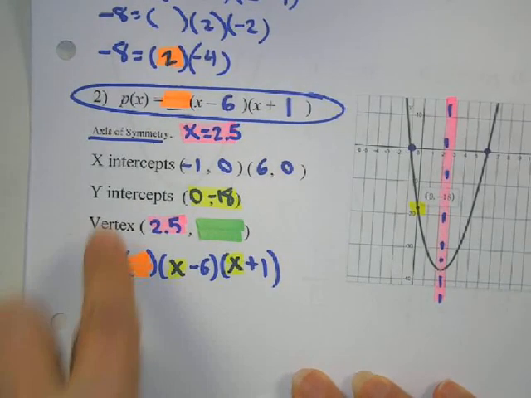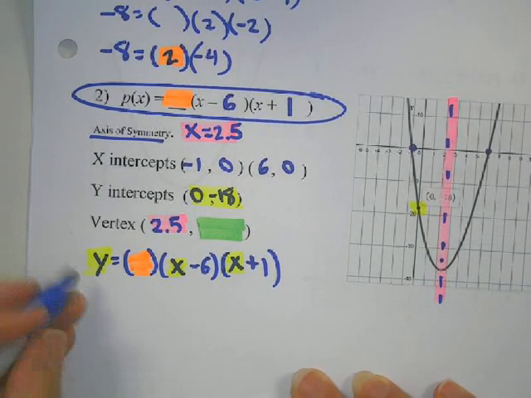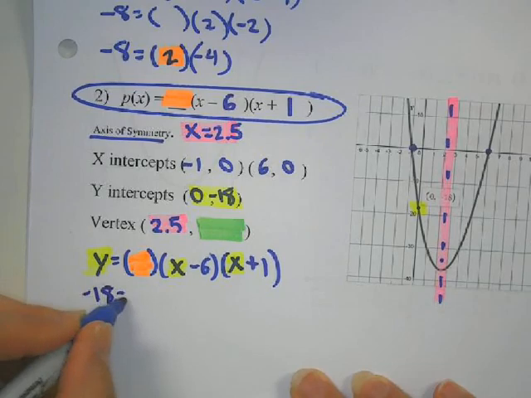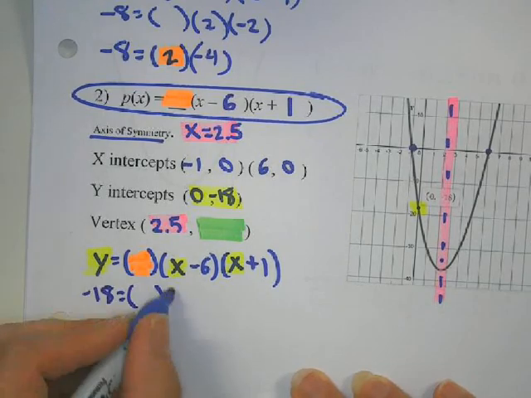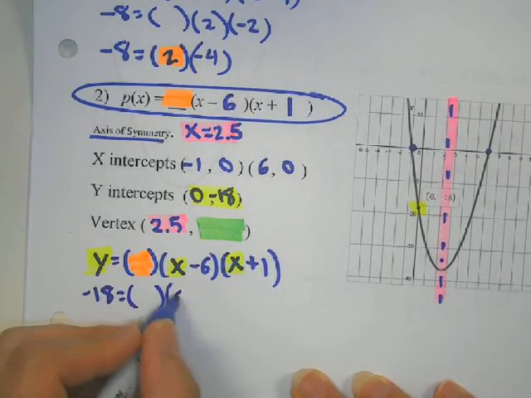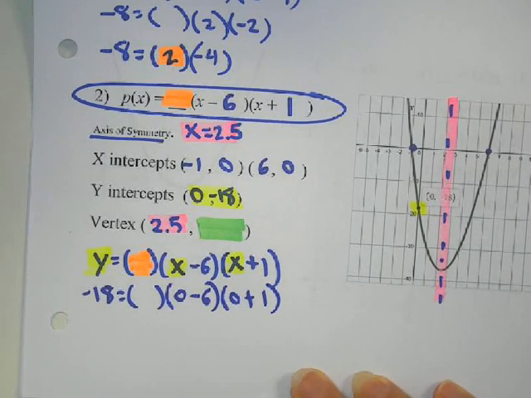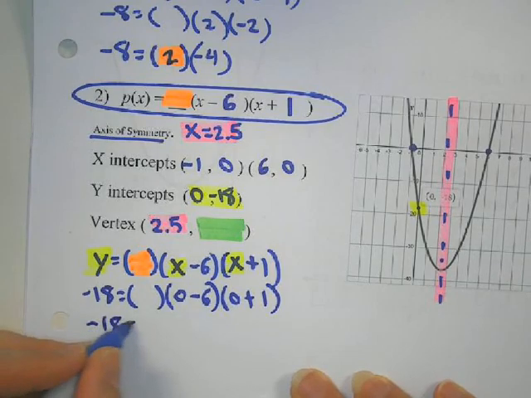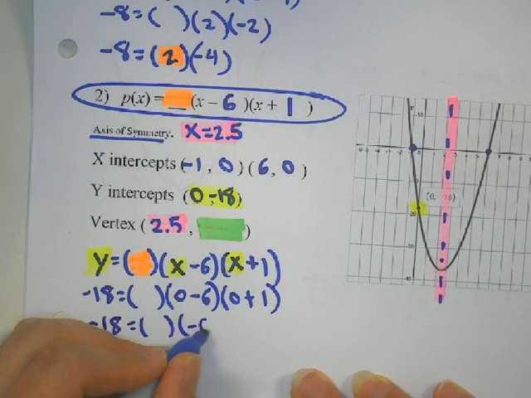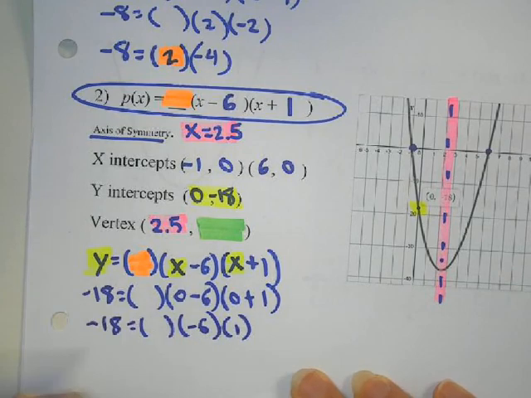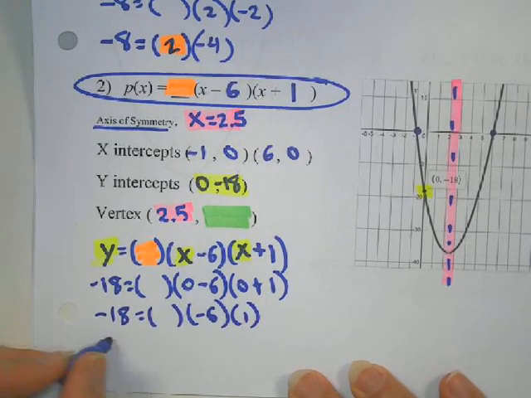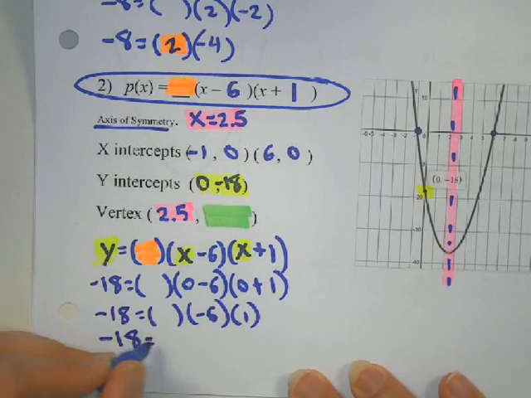So with the y value of the y-intercept, I'm going to have negative 18, and then x is 0. Okay. So I've got negative 18 equals something times negative 6 times 1. Okay, so negative 18 equals something times negative 6.